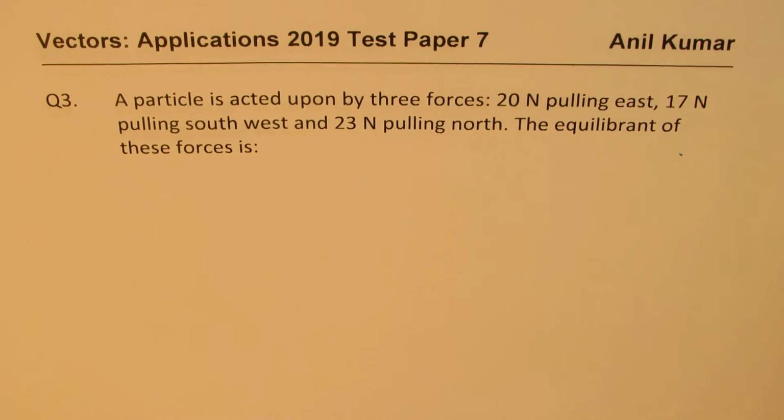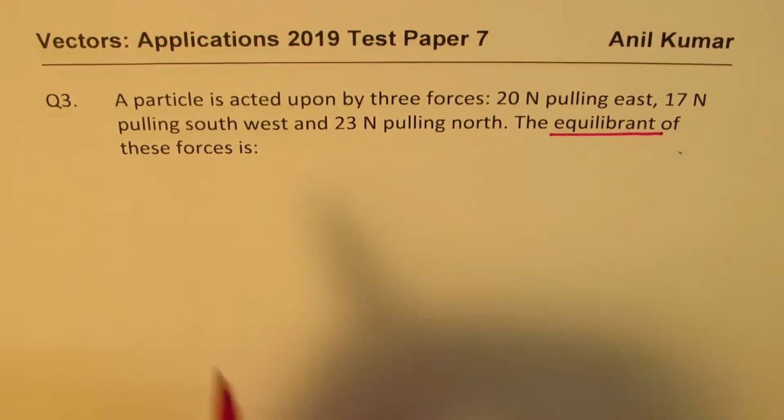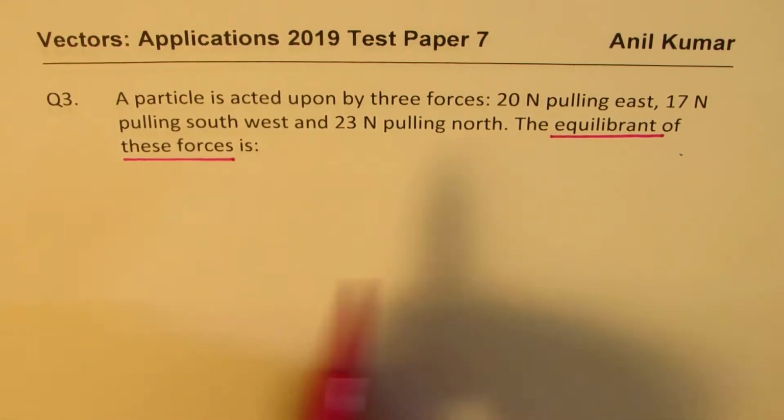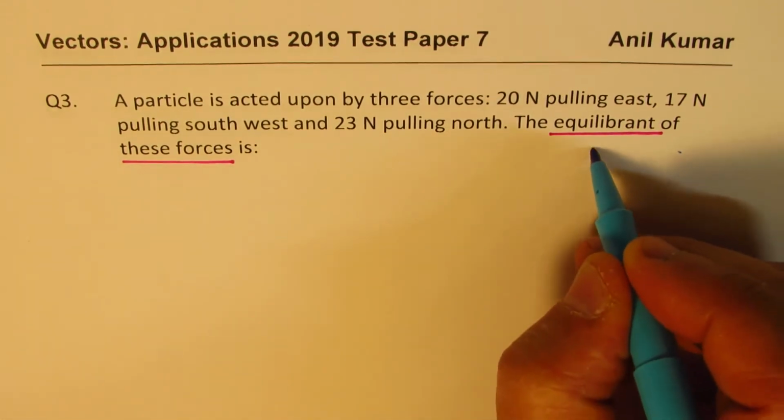Now, what is the meaning of equilibrant? That means a force which acts in the reverse direction to make it stable. So that is kind of important to understand, right? We don't want the resultant force, okay? Let's look into the diagram.